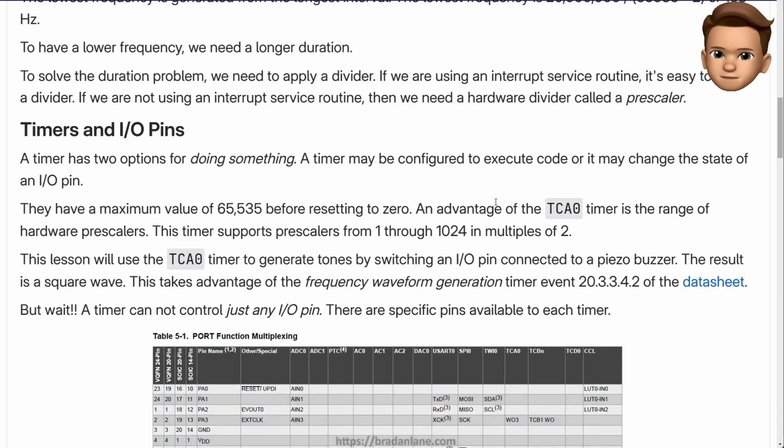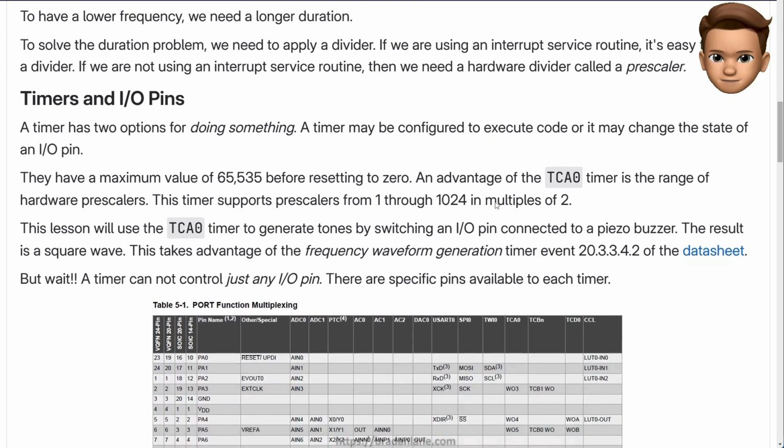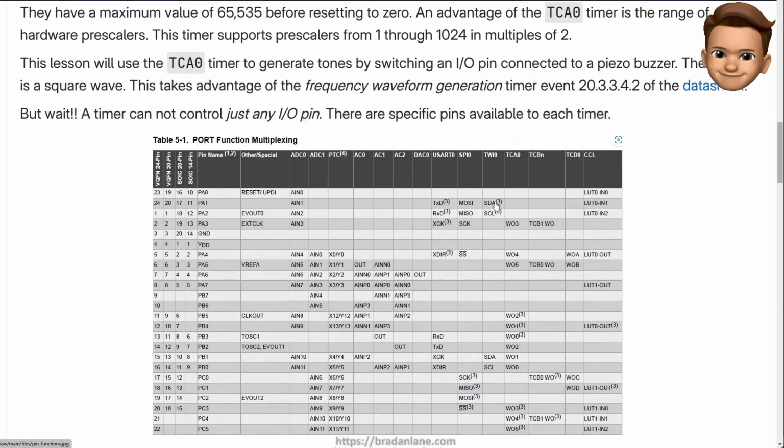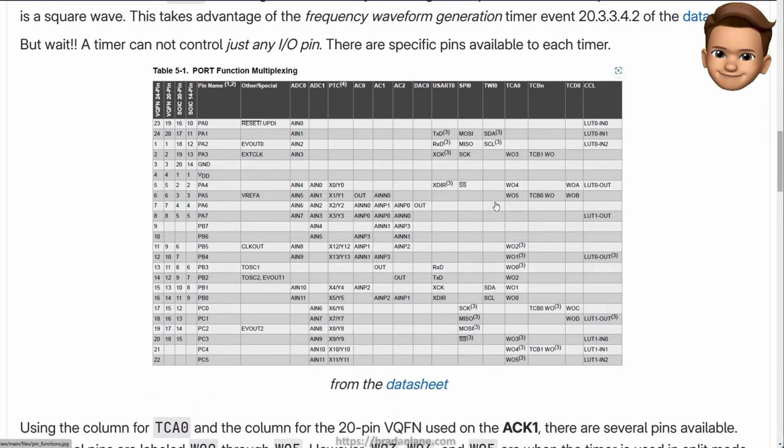We're going to be controlling an I/O pin directly, not through an interrupt service handler. This means we need to actually use one of the pins that's available to us for this timer. So looking back at our data sheet, we can look at the column for TCA0. We also need to look at the column for the chip that we've chosen for our AC1, which is the VQFN20 pin. That's the second column from the left. Then we'll go down both of those columns and find out which of these waveform outputs, WO is waveform output, we have available to us.